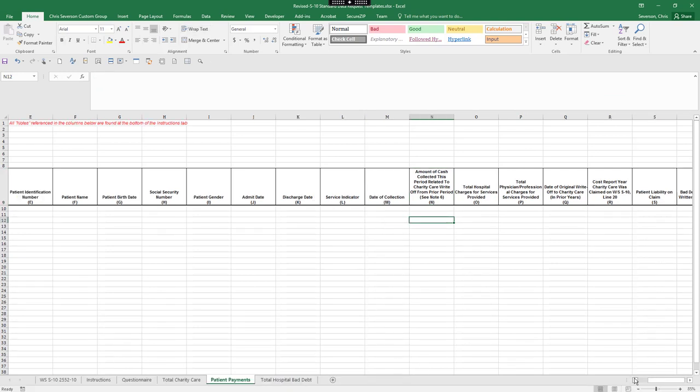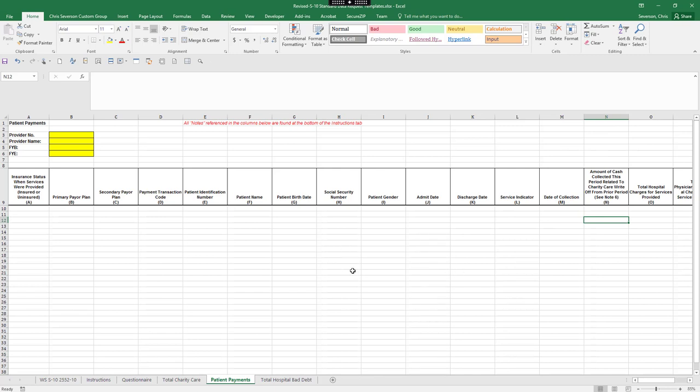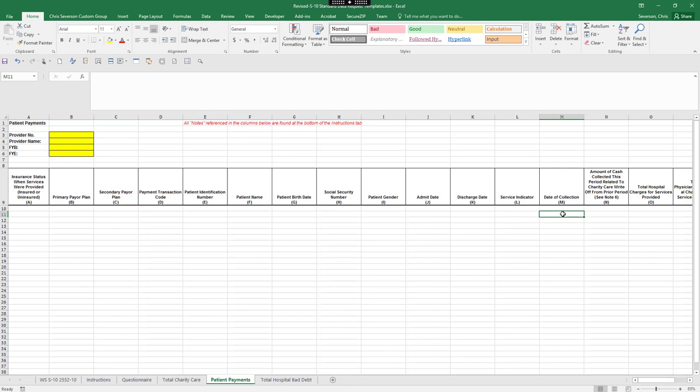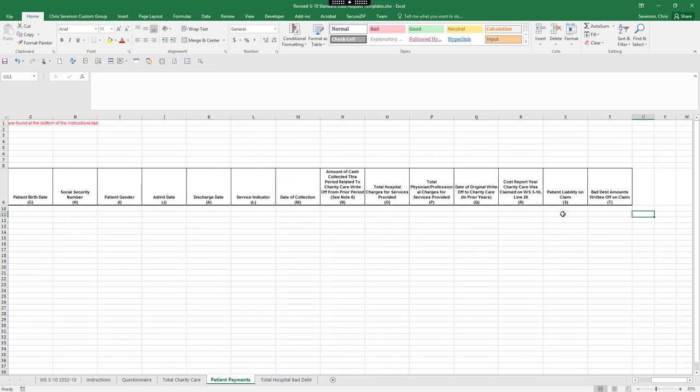And again, let me just explain this patient payments tab. Most of the information is the same, the identifying information about the claim. But now, column N says the amount of cash collected this period that related to charity care write-offs from a prior period. So, two things are important. It's a collection this period, in this cost reporting period that you're reporting on right now, but it has to be related to a charity care write-off from a prior period.